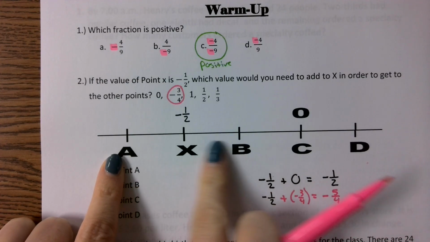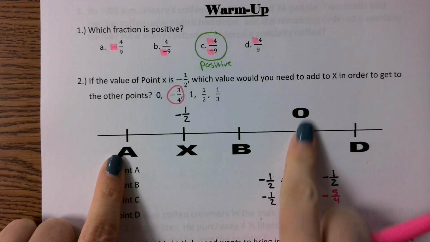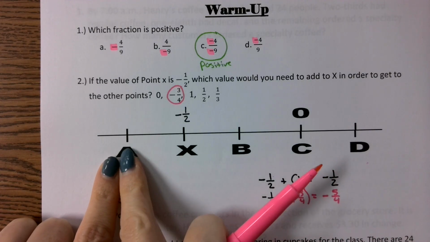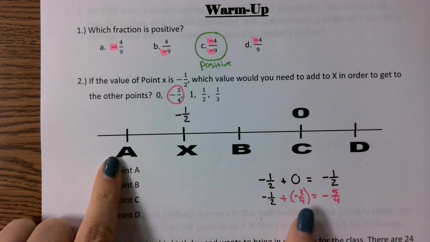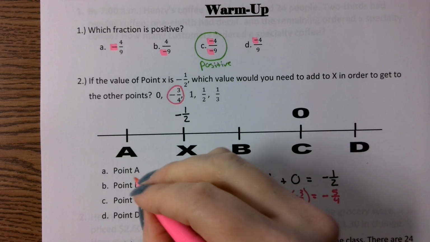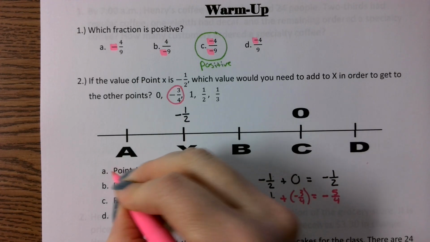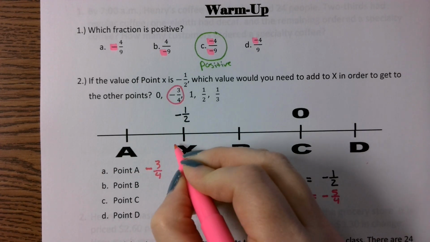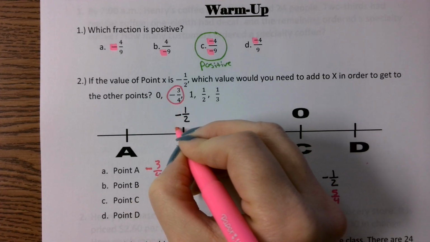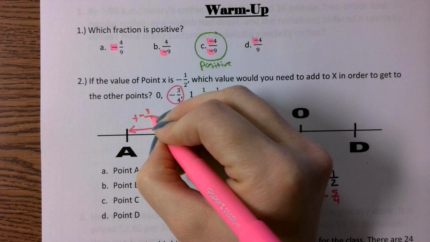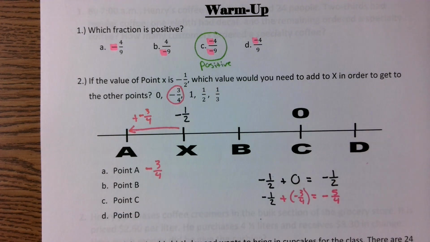A, right? It's further away from 0. C is at where 0 is. So I'm actually getting further away from 0 by adding a negative to it. So adding that negative 3/4 is going to take me to point A. So I'm actually going backwards. Okay, when I add a negative 3/4 to it, I'm working my way backwards.